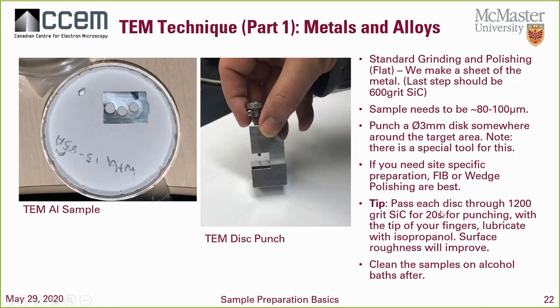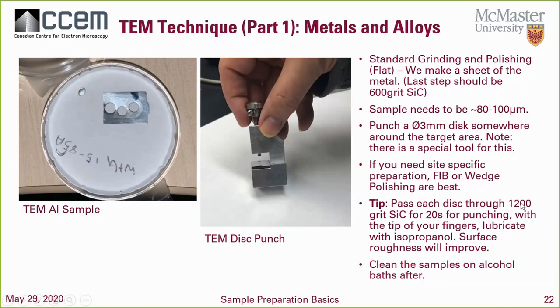A good tip after you punch your samples, because we're grinding them: your last step you want to do is 600 grit. If you go a little bit finer in the grit, that's okay. Remember, we want a good surface. It's just going to add a little bit of cleanness to it. That's not bad to do, okay?